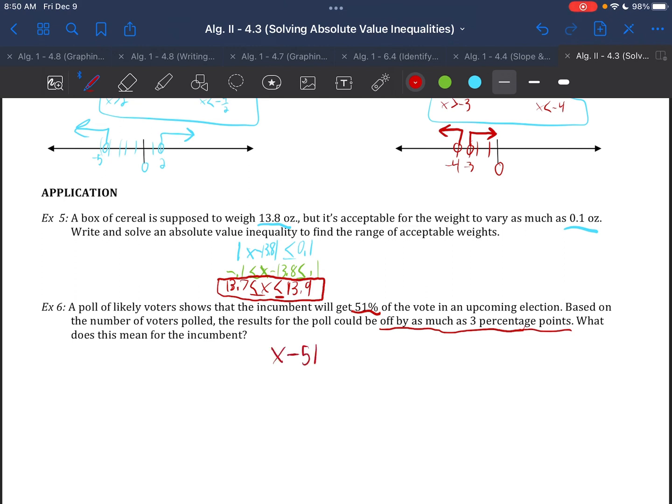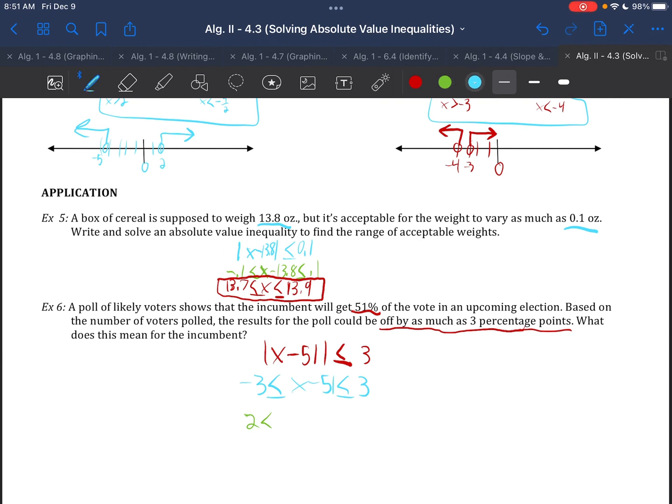So we do the same kind of setup we did on 5. The target and the variable subtracting. So x minus 51, because the poll's showing 51%. As much as, so it can be up to that but not more than, so less than or equal to 3. That's the range of how far off it could be. Like last time it was 0.1 ounces, this time it's 3 points. The absolute value is by itself, so we make the two inequalities. This is less than or equal to, so we do negative 3 less than or equal to x minus 51 is less than or equal to 3.